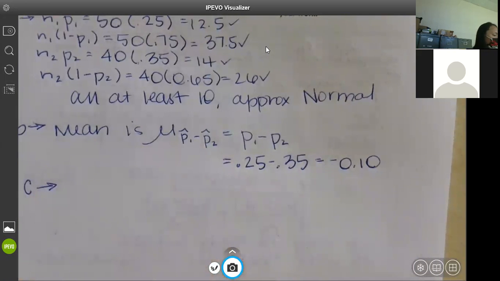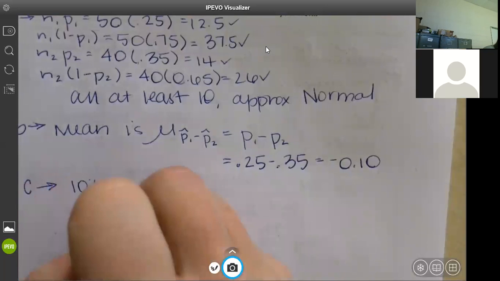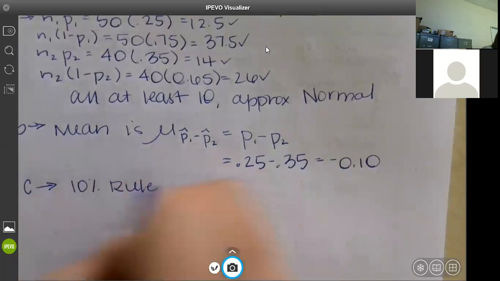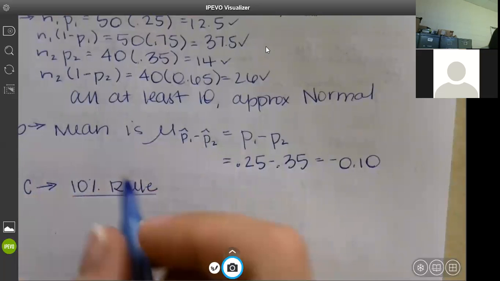And then part C says find the standard deviation of the sampling distribution. And so we need to make sure what first. We're kind of doing things out of order. What do we have to have? What do we have to do? The condition, we have to do that first. What was the condition to be able to take the standard deviation? Okay, which one? 10%. So we got to do the 10% rule to be able to take the standard deviation. So the first thing you need to do is the 10% rule.